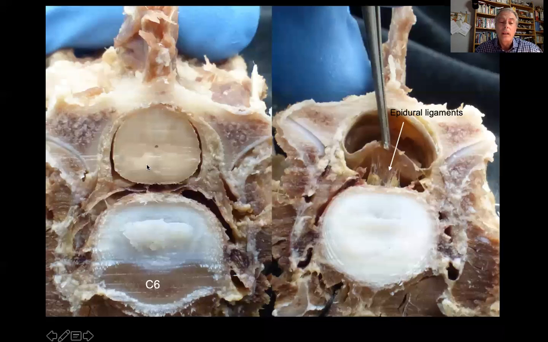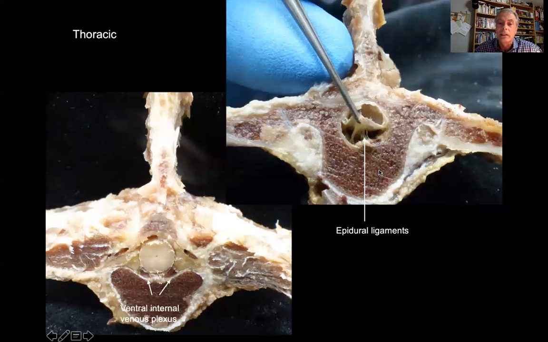Let's have a look. This is a transverse section at the cervical level. What do we see here? This is the spinal cord inside the vertebral canal. I have removed the spinal cord, but I have left the dura mater. This is the inner layer of the dura mater, and the outer layer is the periosteal layer of the dura mater. It's the periosteal dura mater. Look, we have attachments between the inner layer and the outer layer, and they are more dense at the ventral portions. These are the epidural ligaments.